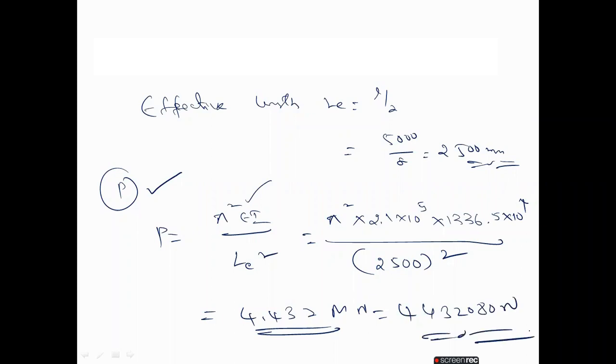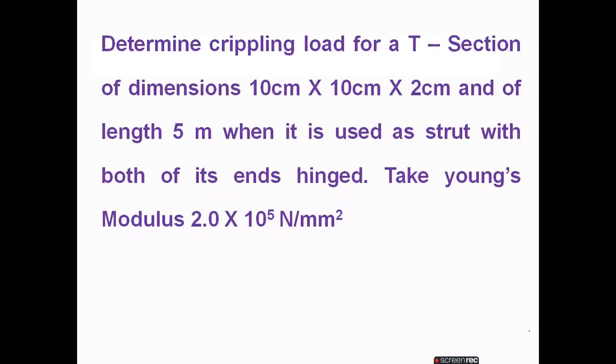So this is the I section formula. This is a very important one, and you will get it in examinations also, especially in the midterm examination as well as the final examination. Now moving to another problem, that is a T section problem. We will solve this one, the T section problem. It is a very easy problem, same as the I section.